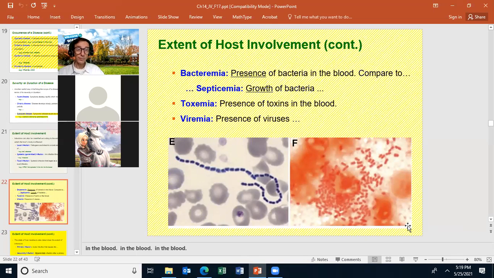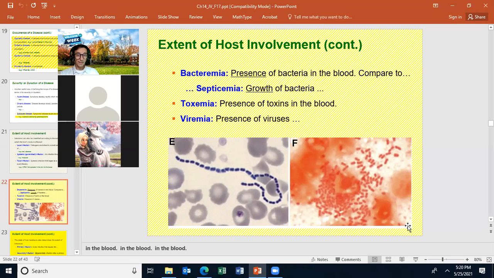If we find bacteria in the blood, we call it bacteremia, which means that there is a presence of bacteria in the blood. This is slightly different than septicemia, where there is growth of the bacteria in the blood. Now, most of the time in the clinic, they will not test to see if a patient has septicemia versus bacteremia. They will simply test to see if there's presence of bacteria in the blood.